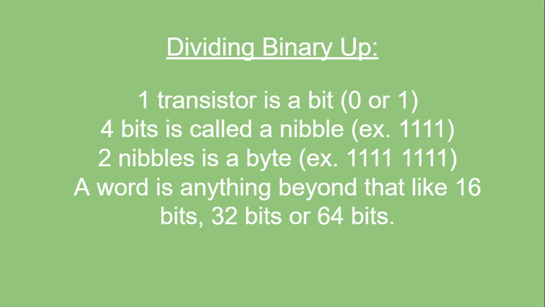And so 4 bits we call a nibble. An example of that is 1111, and then 2 nibbles is a byte. So any binary number you have, we went over this with conversions, you divide up into sections of 4 for the nibbles, and then the 8s are the byte. And then a word is anything beyond that. We say it's a binary word, and usually binary words are 16, 32, or 64 bits. At that point, you're just adding digits onto the end of the bytes, and so that's called a word.